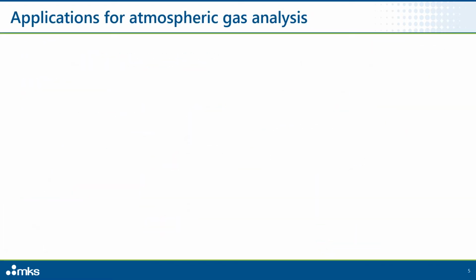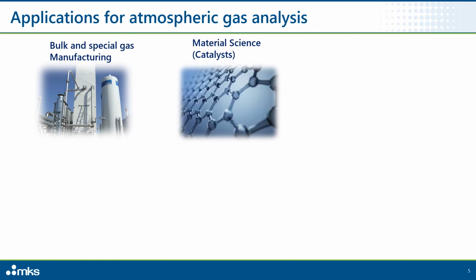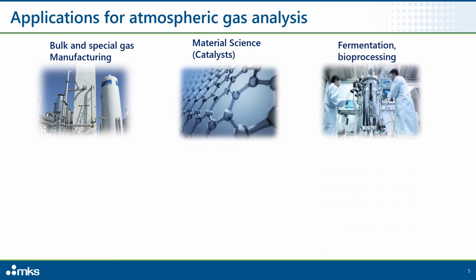Concerning the atmospheric gas analyzers, there is a wide range of applications. Bulk and special gas manufacturing requires online trace analysis in order to ensure a consistent product quality. In material science, the quadrupole mass spectrometer has demonstrated its value to characterize the properties of various catalysts or other materials using methods like TGA, TPD, or chemisorption. Bioprocesses like fermentation need to monitor critical gases to control the culture growth and to monitor undesired reactions.